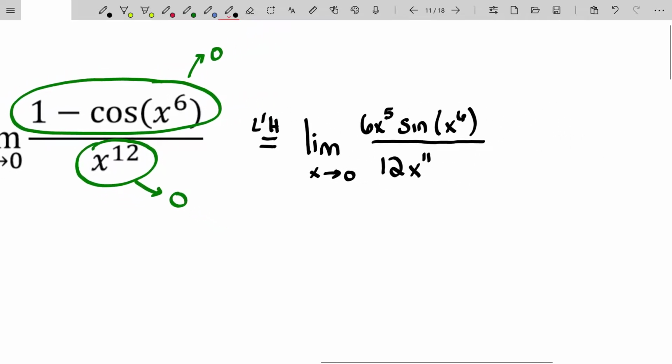And remember, always perform arithmetic before anything else. So I'm going to go ahead and do a little bit of arithmetic here and a little bit of algebra as well, canceling.